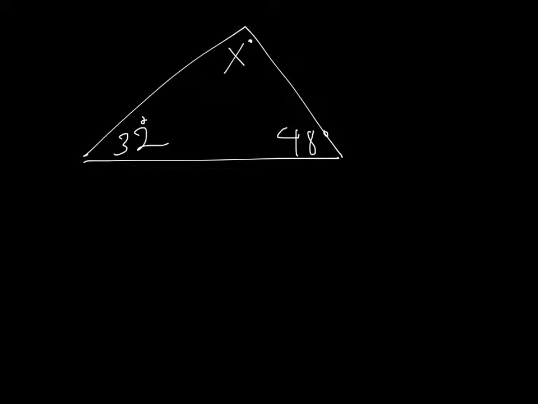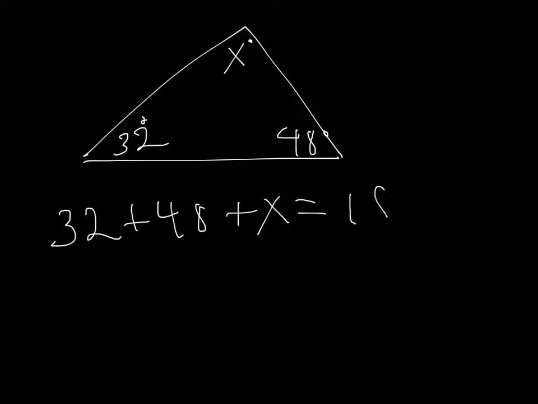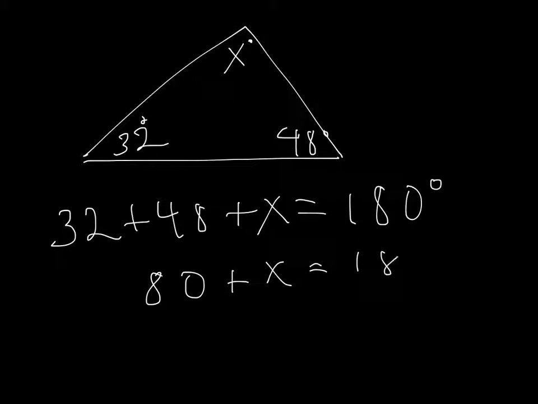Well, we just write a really simple equation, right? We have 32 plus 48 plus x equals what? 180 degrees. So then we just solve for x in this case. So we get 80 plus x equals 180, minus 80 minus 80, x equals 100 degrees. All right, now let's have you try one.